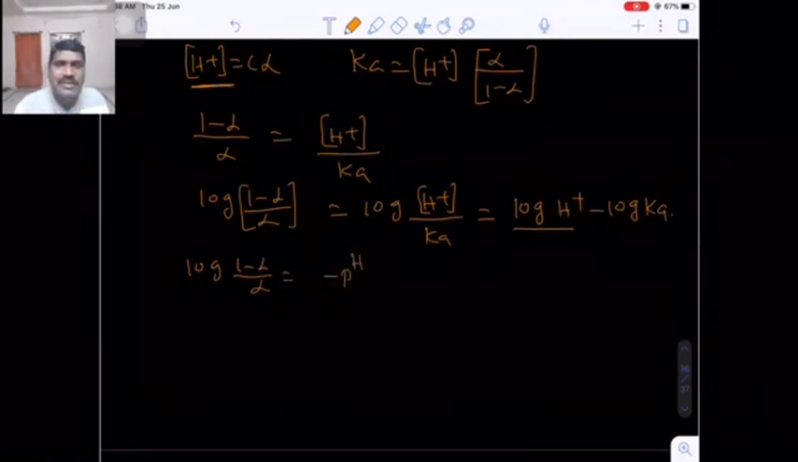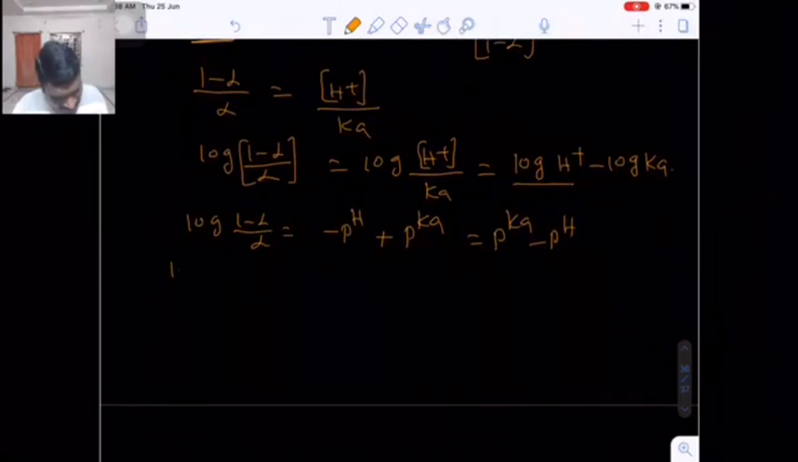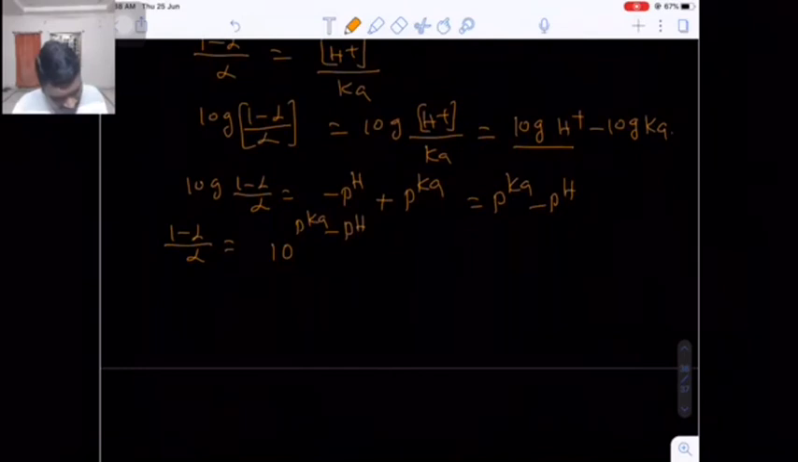Yes, pH is equal to minus log of H plus. Log H plus is equal to minus pH. Minus log Ka, shall I write pKa? Yes, pKa. So I write pKa minus pH here. Okay. Now from here, 1 minus alpha by alpha, if you bring the log to the right side, you will get the antilog, that is 10 to the power pKa minus pH. Now from here, 1 by alpha minus 1 will be equal to 10 to the power pKa minus pH.